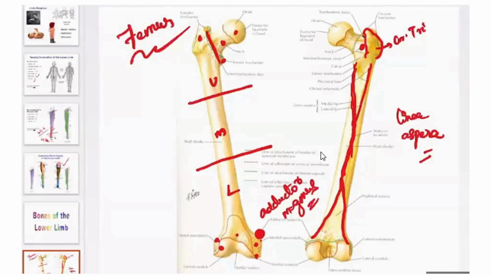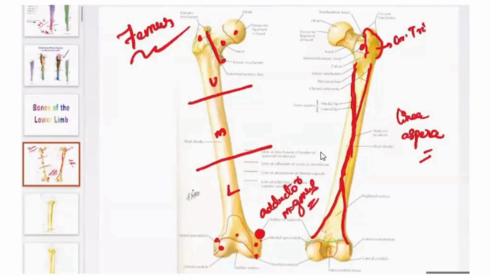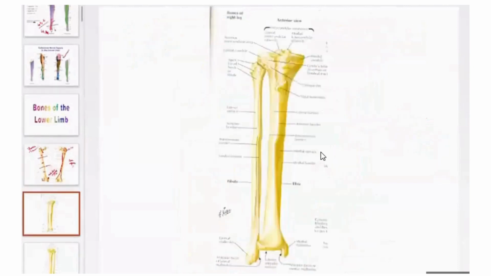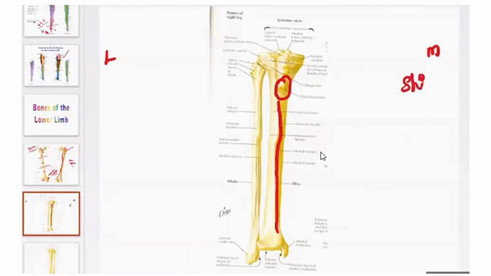Tibia and fibula. Tibia is medial, fibula is lateral. On the anterior surface, tibial tuberosity. This prominent border of tibia is called the shin. The two bones are connected by a membrane called the interosseous membrane.